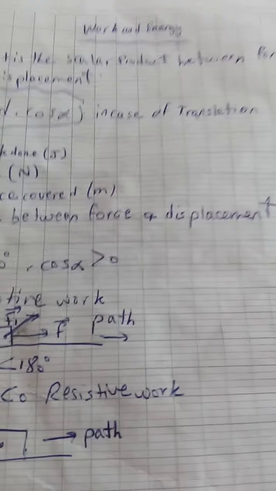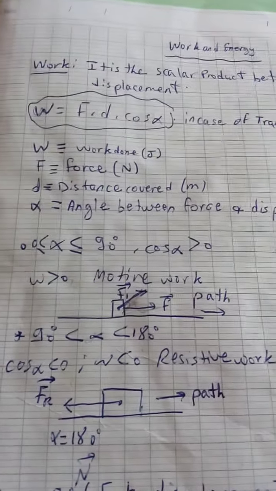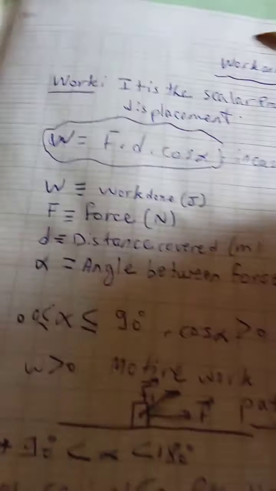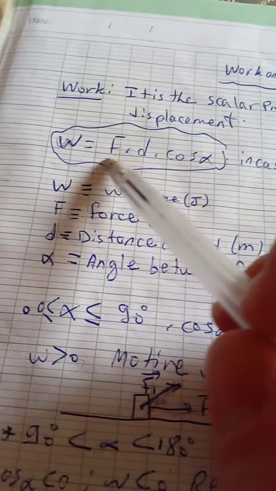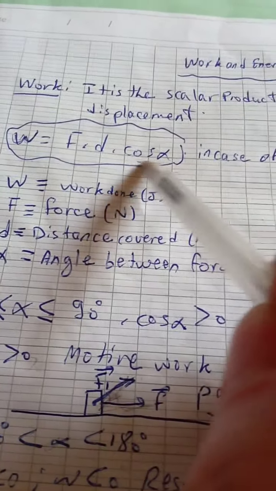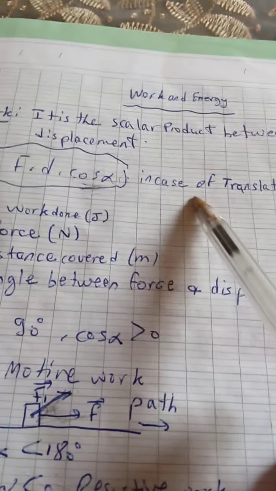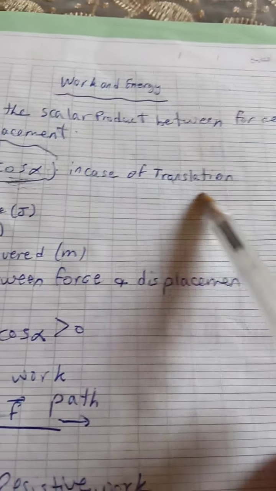We want now to review some rules about the kinetic, work and energy lessons, and use them for this lesson. Let's start with it. Now we can use this rule. The first rule is W equals F times D times cosine alpha. The cosine alpha we can use in case of a translation.